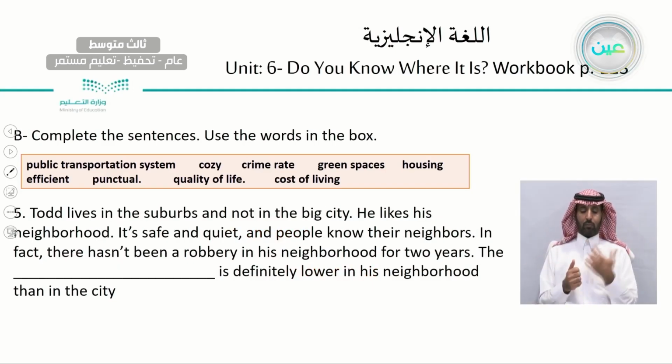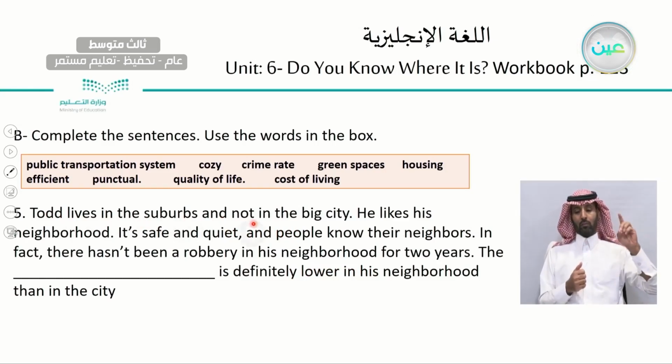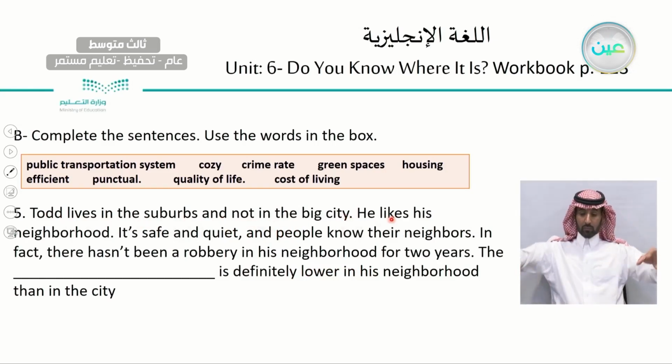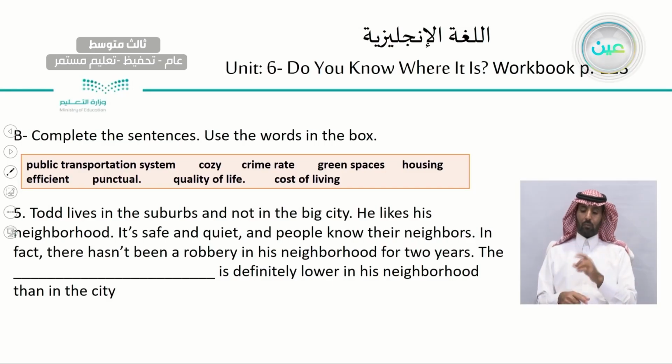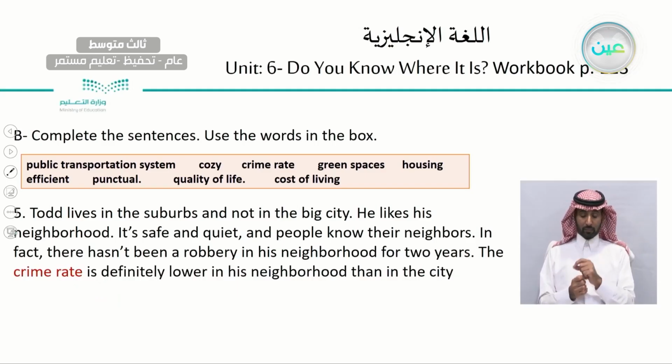Number 4, Todd lives in the suburb and not in a big city. He likes his neighborhood. It's safe and quiet and people know their neighbors. In fact, there hasn't been a robbery in this neighborhood for 2 years. The what is definitely lower in his neighborhood than in the city? They mentioned robbery, so which word are we going to use? Crime rate. Excellent.